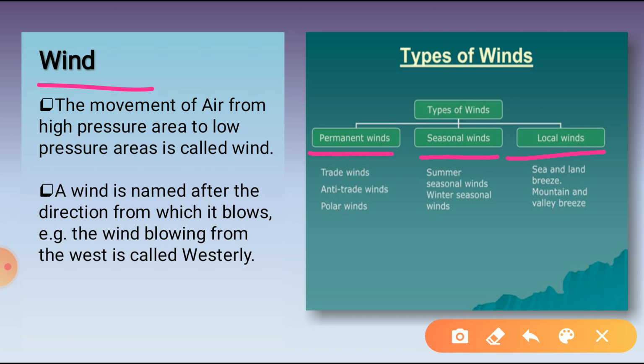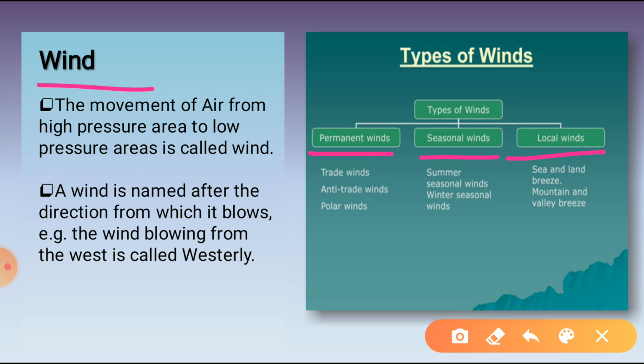Next is seasonal wind. Seasonal winds are winds that change direction in different seasons and blow in specific areas. For example, the monsoon winds in India. Next is local wind. Local winds are localized and blow only during a certain time of the day or in a limited period of the year. For example, land and sea breeze in coastal areas and loo in the hot season in the northern plains of India are examples of local winds.